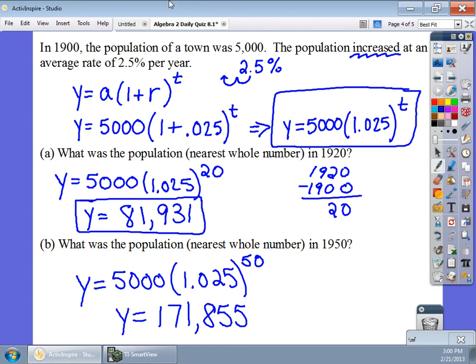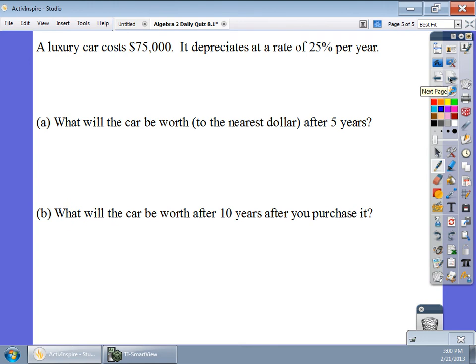Okay, so the other one that we're going to be looking at today is a luxury car costing $75,000, and it depreciates. And if you don't know what that word depreciate means, it means it's going down in value. It's going down in value at a rate of 25% per year. So in this case, we're going to be using the equation y equals a times the 1 minus r, because this is going to be exponential decay.